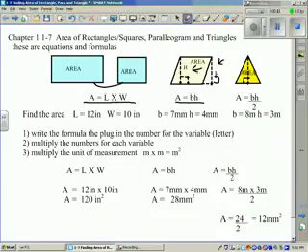For a triangle, and we talked about this in class, a triangle is when we cut a rectangle in half diagonally. So it's the same formula, but the 2 is when we cut it in half, and that's how we get that formula.